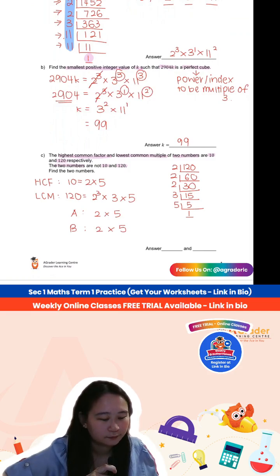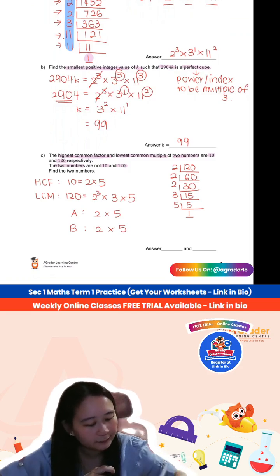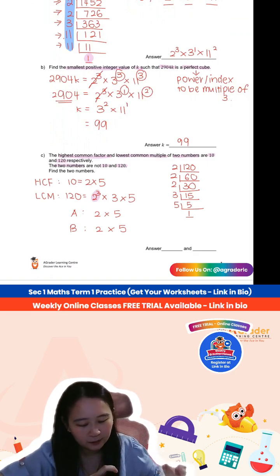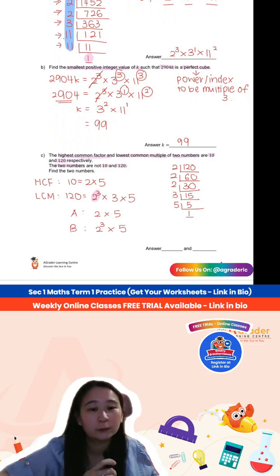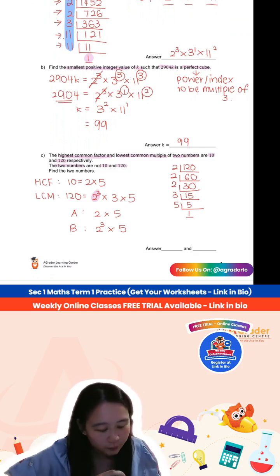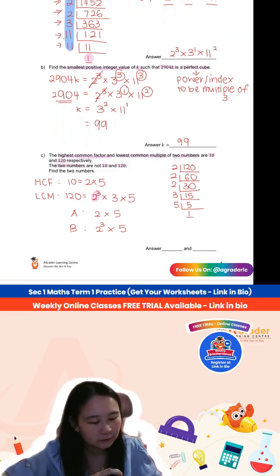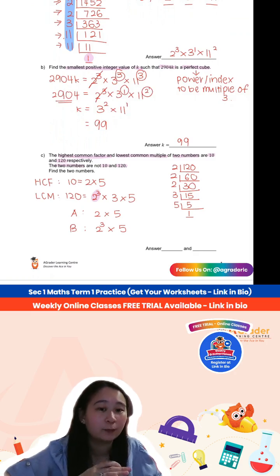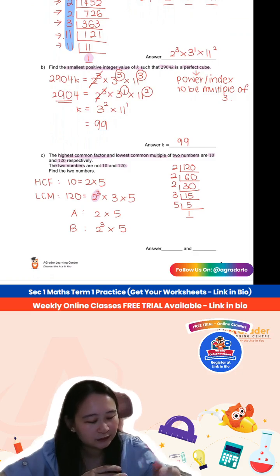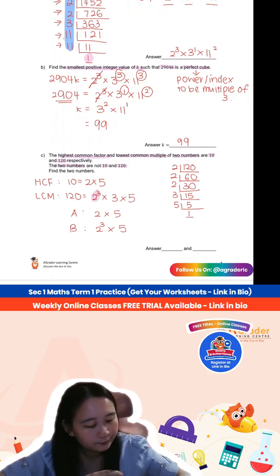Okay, then we look at the LCM. The LCM must come from somewhere. So either of the numbers must have 2 to the power of 3. So let's say I make my B have 2 to the power of 3. So my LCM comes from B for this 2 to the power of 3. LCM also has 5, so my power of 5 can only be 1 because my LCM is 5 to the power of 1. Okay, so now I'm left with this prime factor of 3.